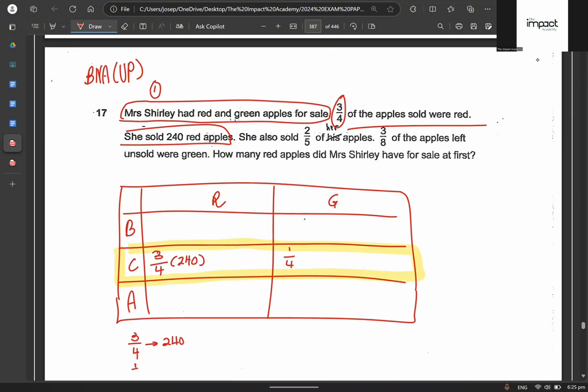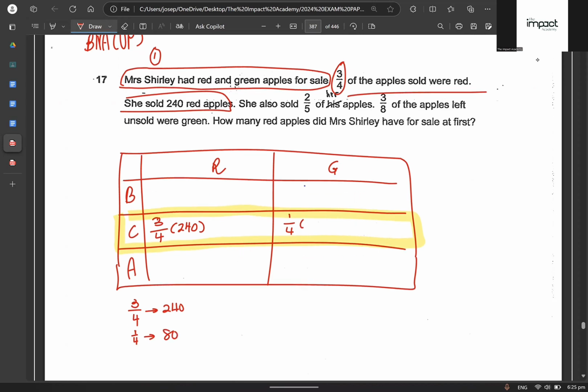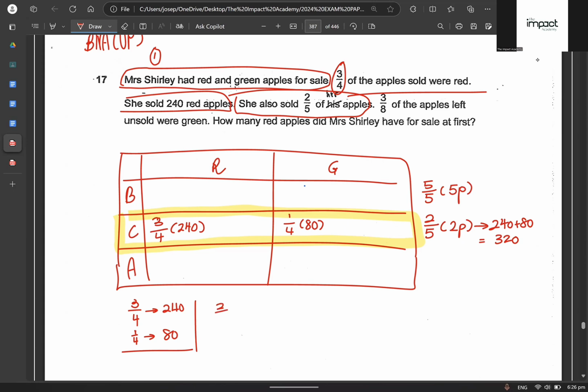Then we will just find 1/4. How do I find 1/4? 240 divided by 3, which is equal to 80. So this is 80. Now, they also say she sold 2/5 of her apples. That means they are trying to tell us that this is 2/5, and these 2 parts are 240 plus 80. This must be 5/5, which is 5 parts. So 2/5 is 320. 1/5 is 320 divided by 2, which is 160.